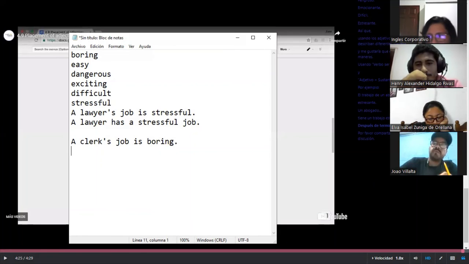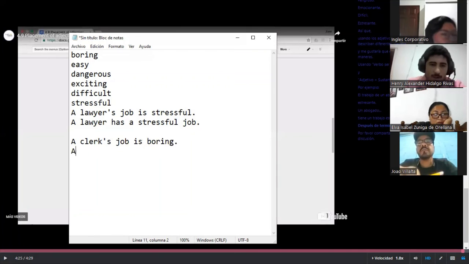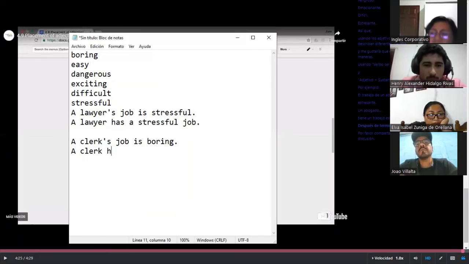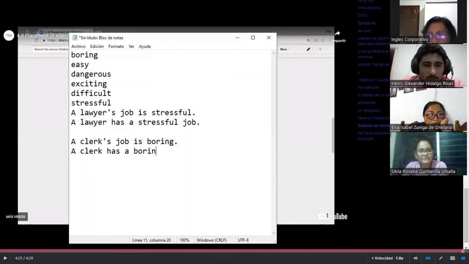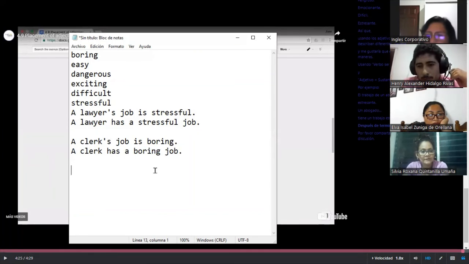¿Cómo sería la siguiente oración? A clerk has a boring job. Muy bien, chicos. A clerk has a boring job, okay? What about dangerous? Algo que ustedes consideran como muy peligroso, dangerous. Police officer. Muy bien, okay?